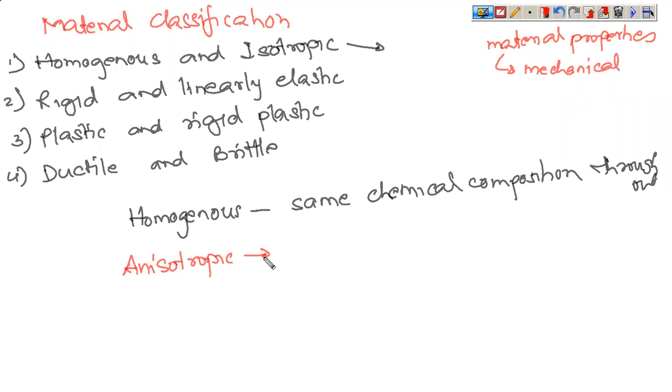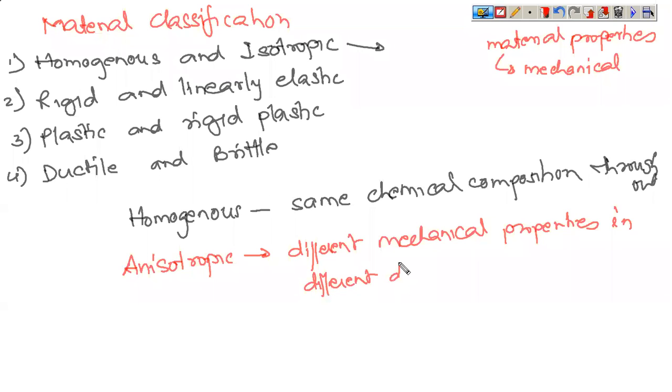So, what is an anisotropic material? It has different mechanical properties in different directions. Now, let me give you an example of an anisotropic material. The most common example that we see in day-to-day life is ginger, अदरक.